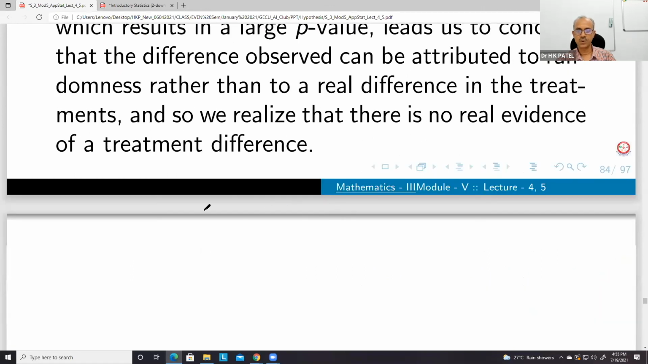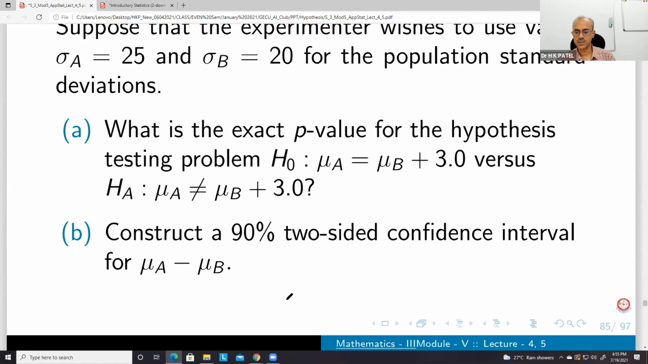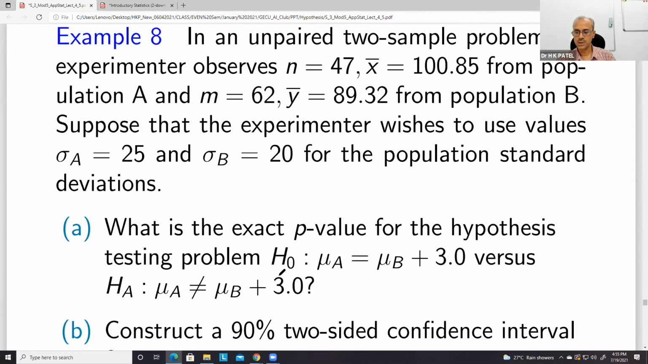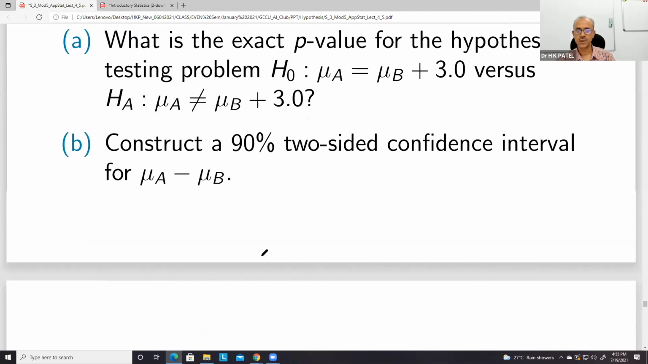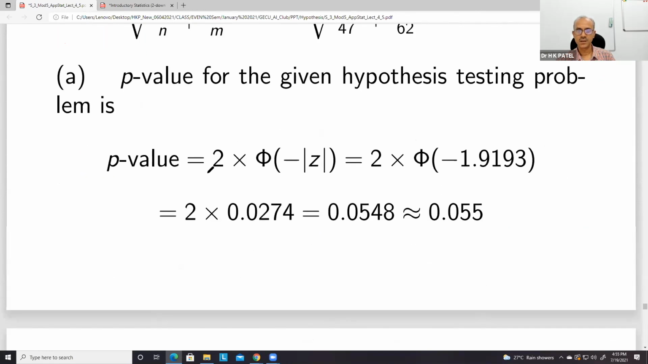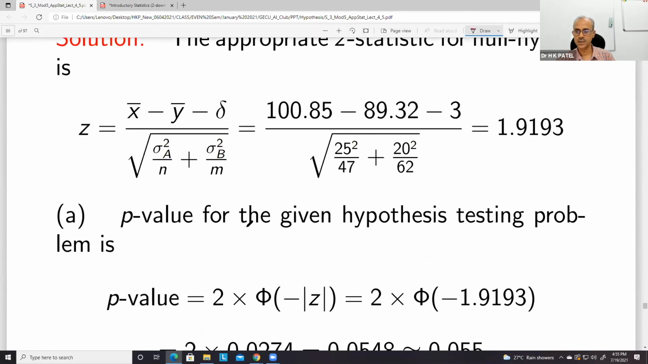Now this is a problem where we have taken delta to be plus 3.0. Here you can see that delta is not 0, delta is 3.0.